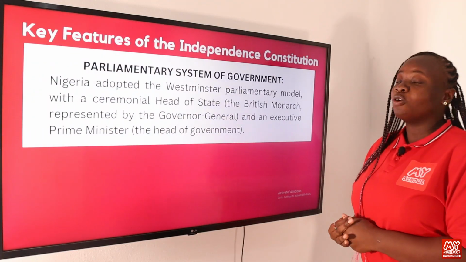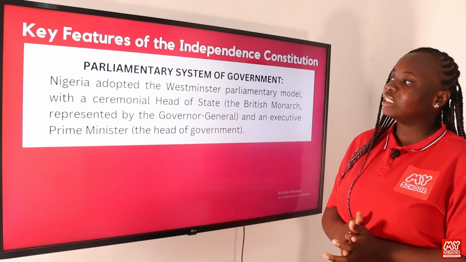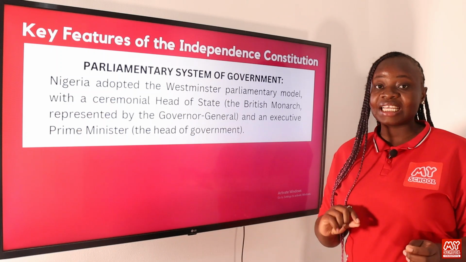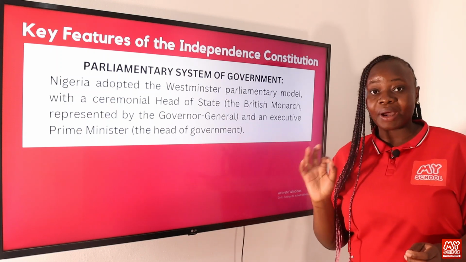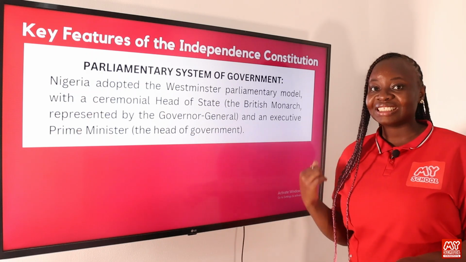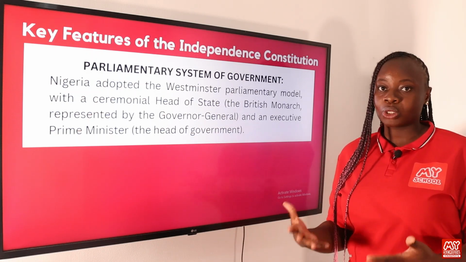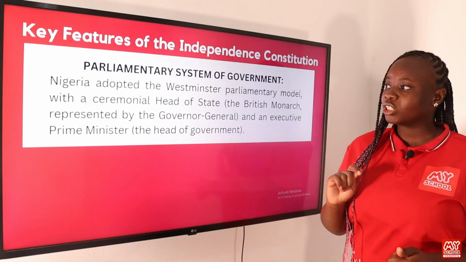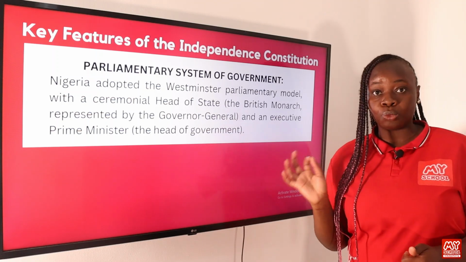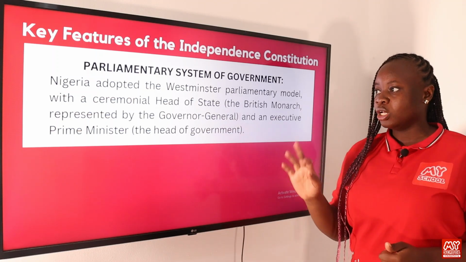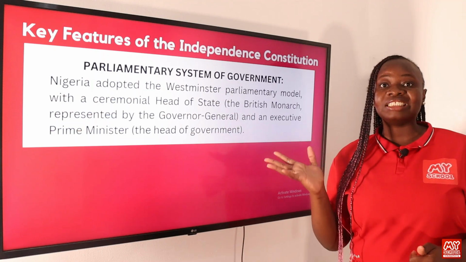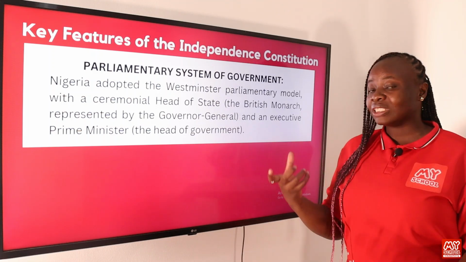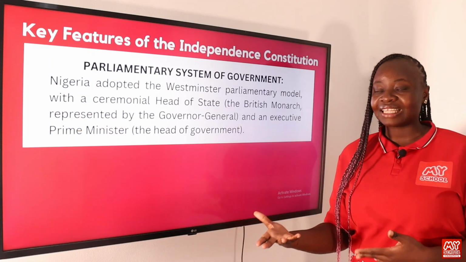What are the key features of the Independence Constitution? One of the key features is that it adopted a parliamentary system of government. Between 1960 and 1966, Nigeria adopted a parliamentary system. This was changed under the 1979 Constitution, which we are going to discuss later on. Nigeria adopted the Westminster parliamentary model with a ceremonial head of state, which is the British monarch but is represented by the Governor General. At that time, the British monarch, Queen Elizabeth II, was the head of state of Nigeria. Even though Nigeria had gained independence, Queen Elizabeth II was still Nigeria's head of state in 1960.